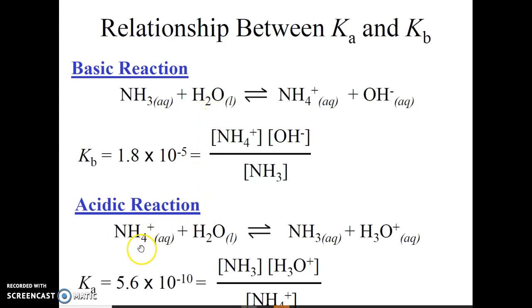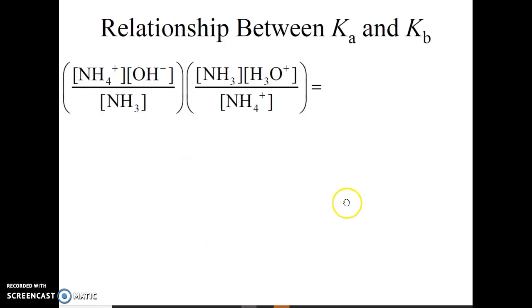Then for the acidic reaction here, we would take our acid plus water. It produces NH3 plus the hydronium ion, or H+. The Ka value for that reaction would be 5.6 times 10 to the negative 10th. And again, our expression for that would be the concentration of our products, which would be NH3 and the hydronium ion, divided by the concentration of my reactants, which would be NH4+. So those two, again, there's a relationship between those.